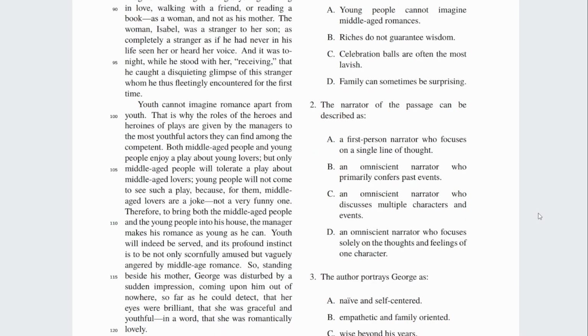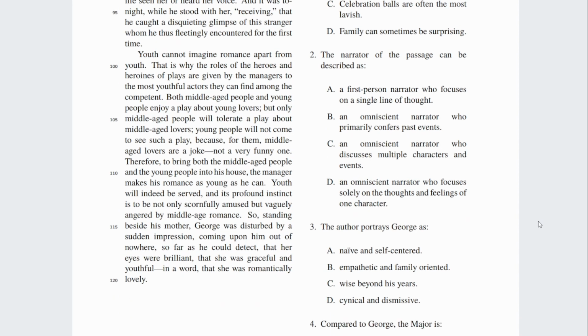Youth cannot imagine romance apart from youth. That is why the roles of heroes and heroines of plays are given by the managers to most youthful actors they can find among the competent. Both middle-aged people and young people enjoy a play about young lovers, but only middle-aged people will tolerate a play about middle-aged lovers. Young people will not come to see such a play, because for them, middle-aged lovers are a joke, not a very funny one. Therefore, to bring both the middle-aged people and the young people into this house, the manager makes his romance as young as he can. Youth will indeed be served, and its profound instinct is to be not only scornfully amused, but vaguely angered by middle-age romance.